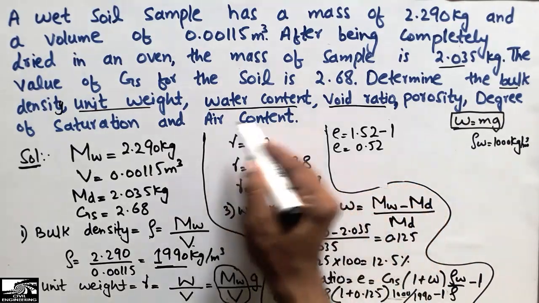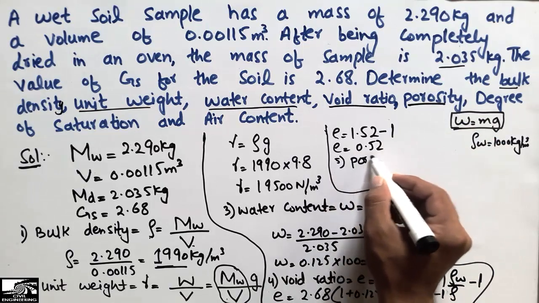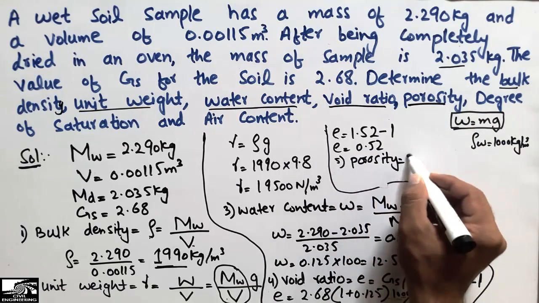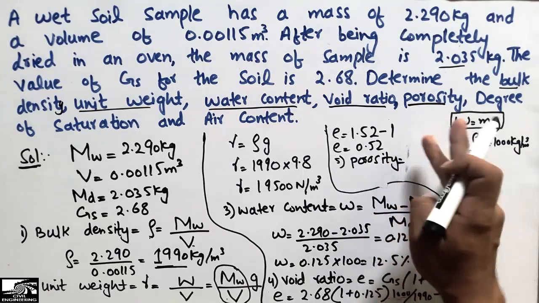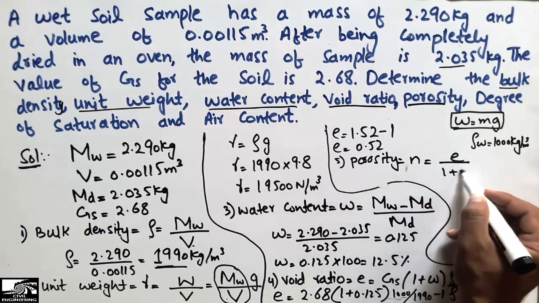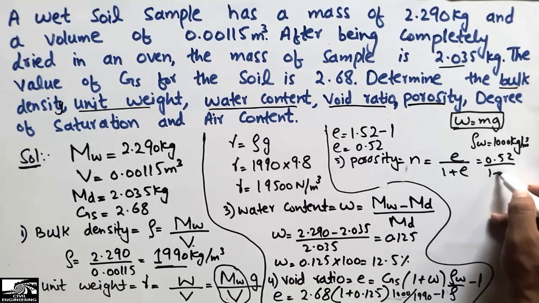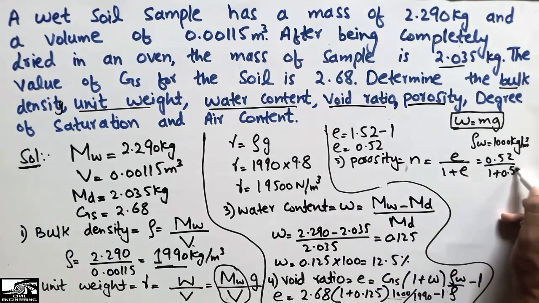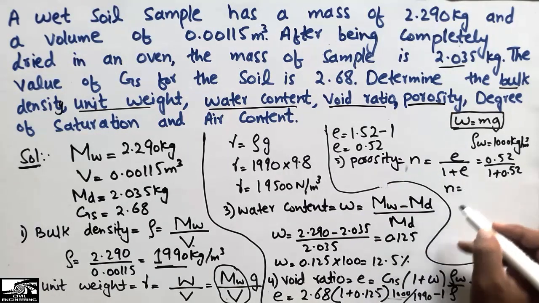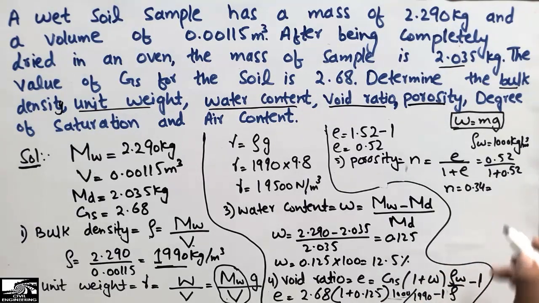Now the porosity. Porosity is unknown to us. The fifth one is the porosity. Porosity can be found very simply from the void ratio. Porosity is represented by n, small n, and is equal to e divided by 1 plus e. Very simple. So e is 0.52, divided by 1 plus 0.52. Again, I will get my porosity value, in this case 0.34. It means if you multiply it with 100, we get 34%. So 34% porosity is present in this soil sample.